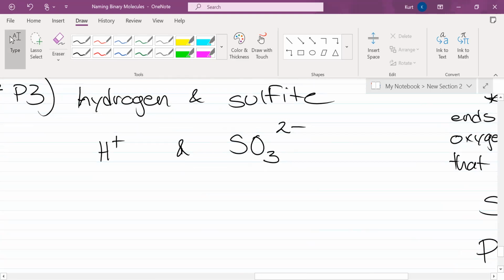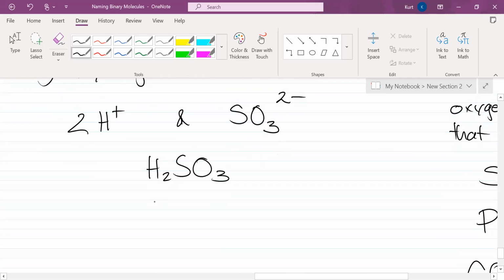Okay, so at what ratio will hydrogen and sulfite balance out? 2 to 1. So it's going to be H2SO3. This is sulfite, so what do we change it to? Sulfurous acid.